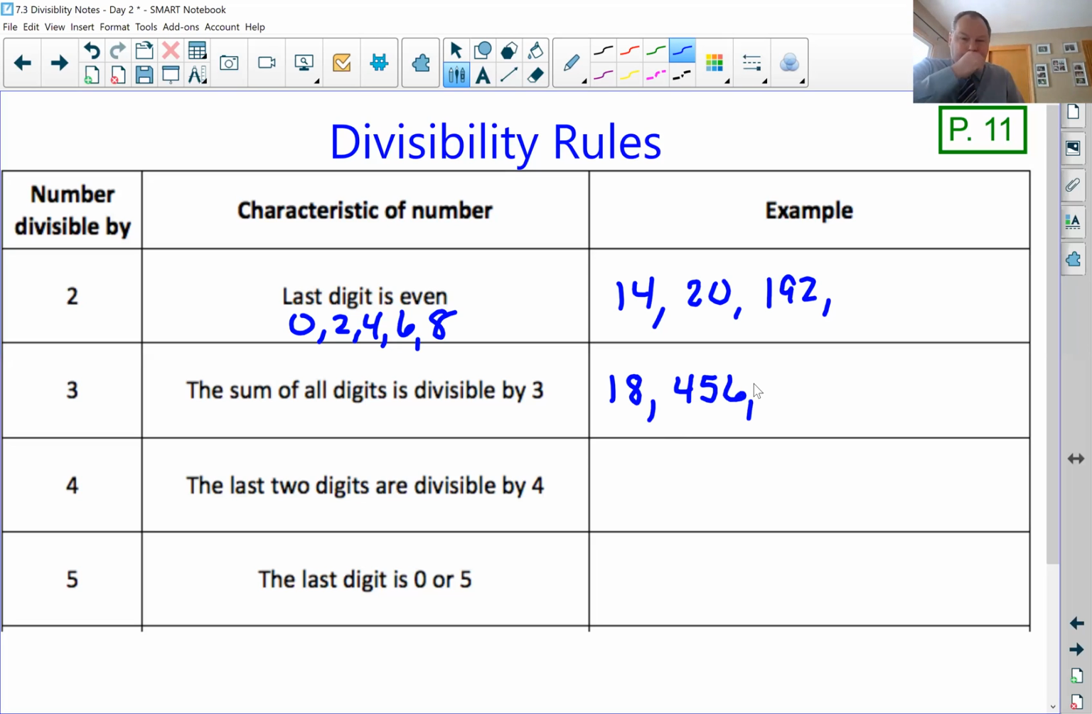456. If you add 4 plus 5 plus 6, that's 15. Now, you get a 2-digit number, so there's a choice. You could say, well, yep, 15 is evenly divisible by 3. Or you could say, well, 15, 1 plus 5, 6. 6 is evenly divisible by 3. Either way would work there. One more, let's go with something easy, maybe 303 as an example.